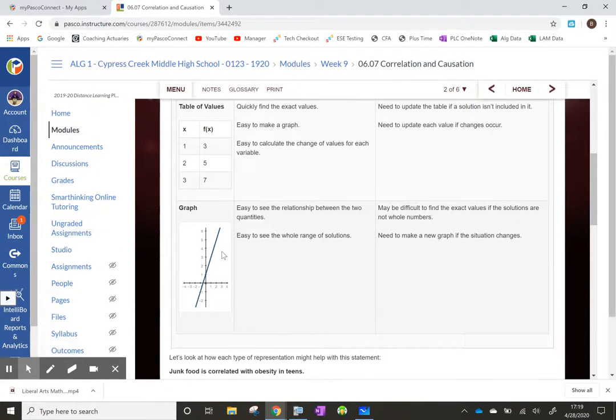And of course, graph. The benefit to a graph is you can visually see what's going on. It's very easy to read, to see a trend, to see a pattern. But the difficult thing is it's hard to find exact values, because unless you have a really good, clear graph, it's hard to really see specific points on the graph.